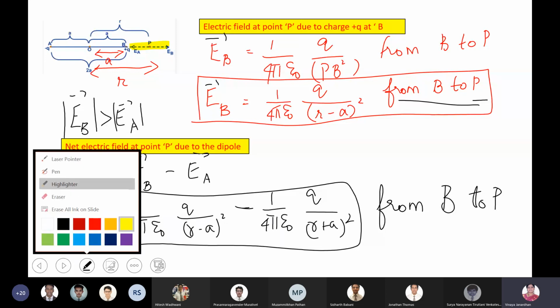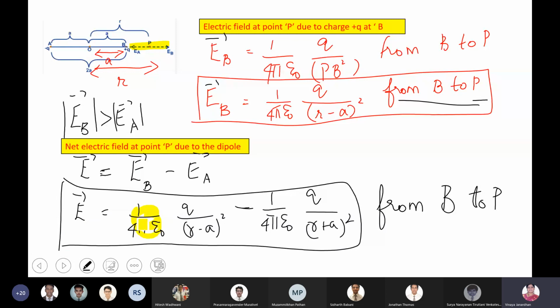Which are the common terms over here? Take the common term outside. So it will be 1 by R minus A the whole square minus 1 by R plus A the whole square. I think now you people know how to solve. Siddharth, can you put this slide onto your chat box so that I can go for the next? Samuel, yes, ma'am. Fine.